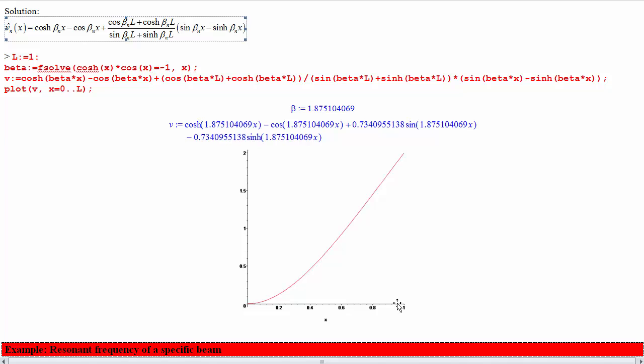What this is telling us is that at 0, we've got no position, no angle, and at the other end, there's no curvature and no third derivative either, meaning no moment and no shear force.